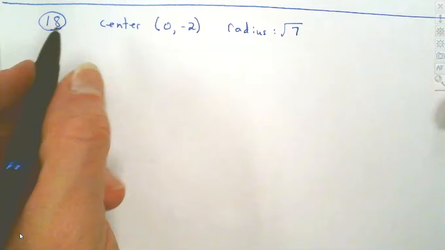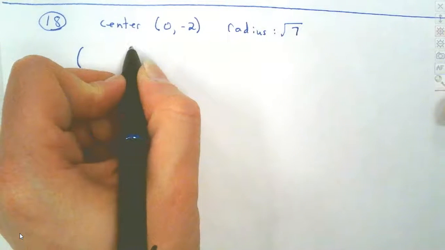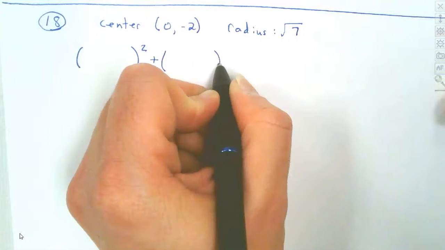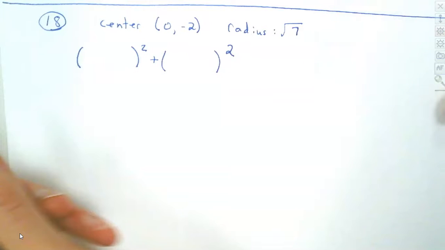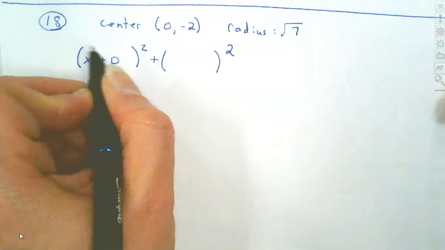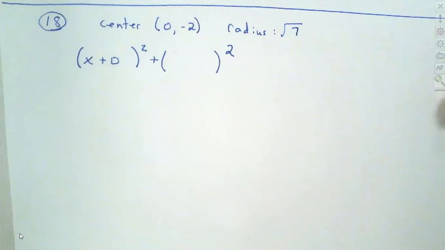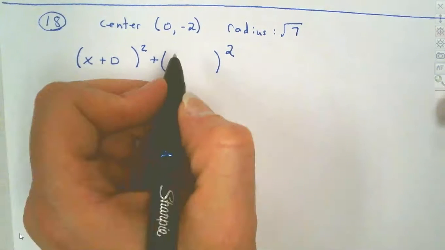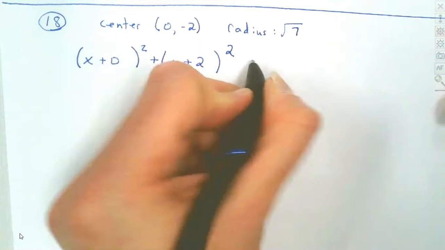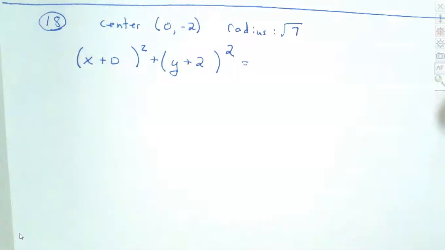When we write this in center radius form, what happens to our signs? What do we do with our signs? Remember? We switch them. So that comes down as an x plus 0. We don't even need that, but I'll write it there for right now. And what about the y? Well, it's not y minus 2, it's y what? Plus 2.